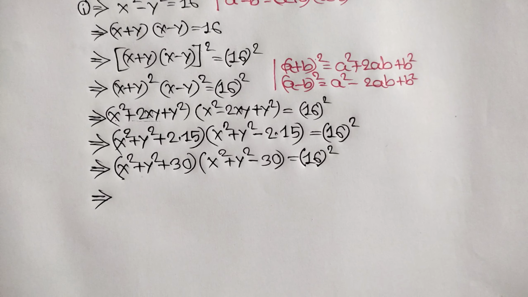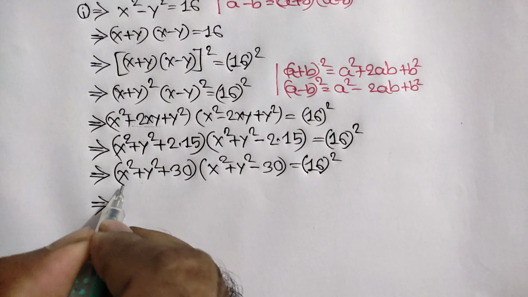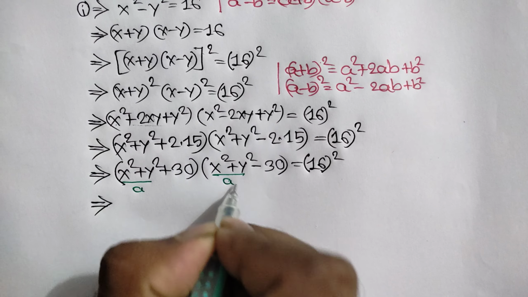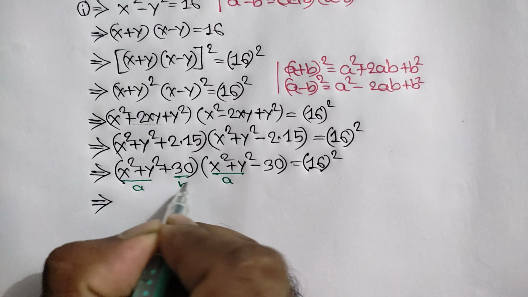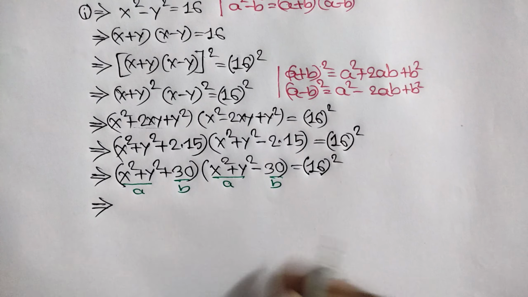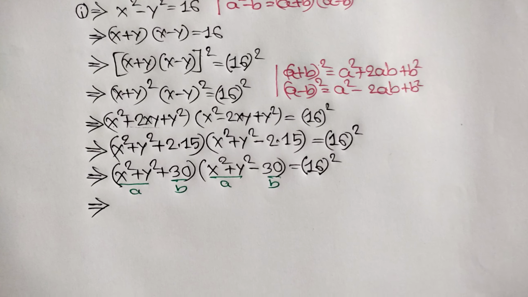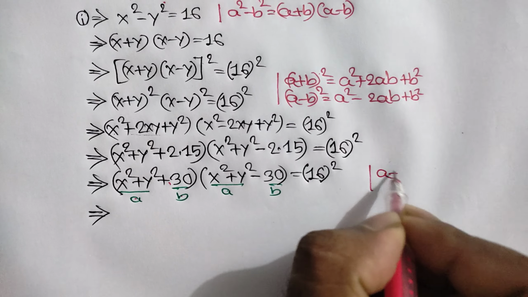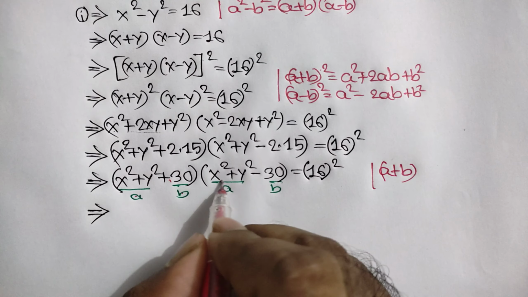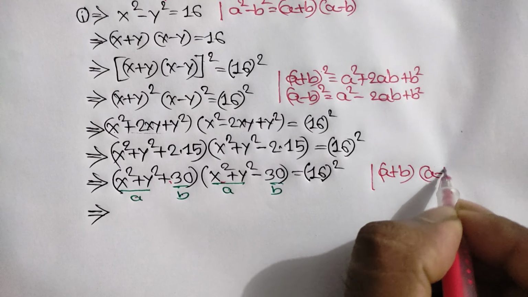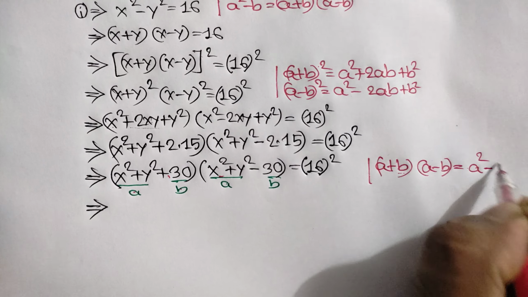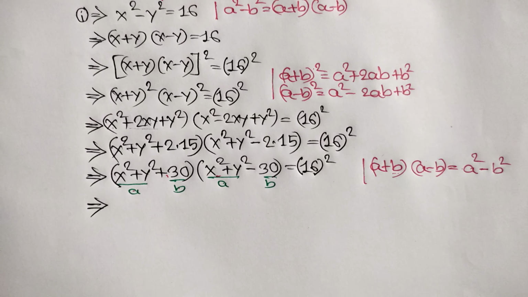Now attention here, this x square plus y square is equal to a, and 30 is equal to b. We will get a plus b times a minus b. So we can write a plus b times a minus b is equal to a square minus b square. Now apply this formula here.